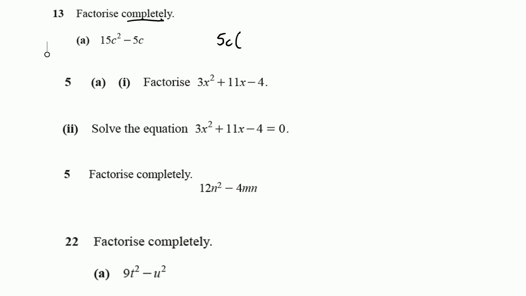Therefore, in the brackets, we must have a 3, because 5 times 3 would make 15, and a c, to make the c squared. And then over here, I've just got a 1, because 5c times 1 is 5c.